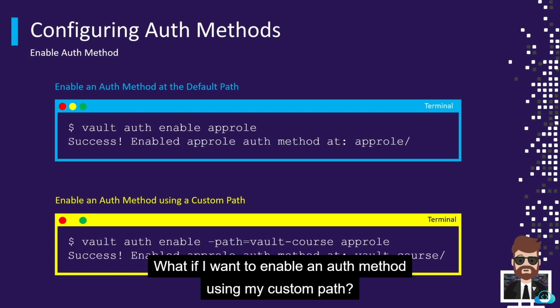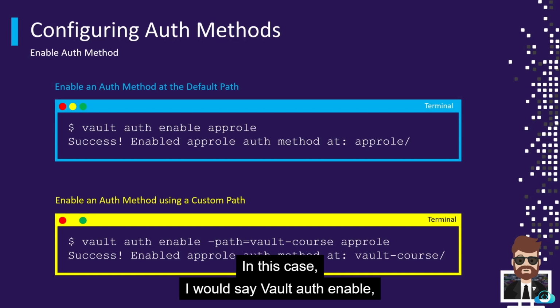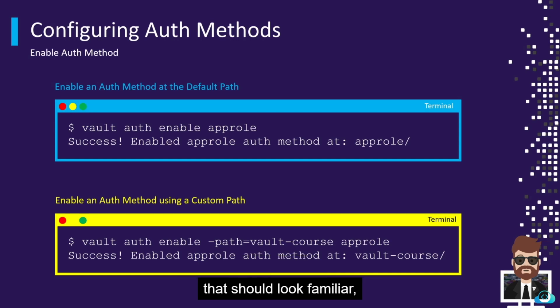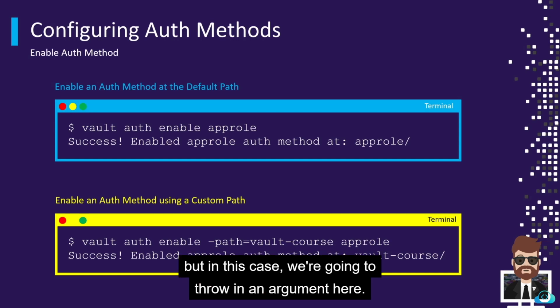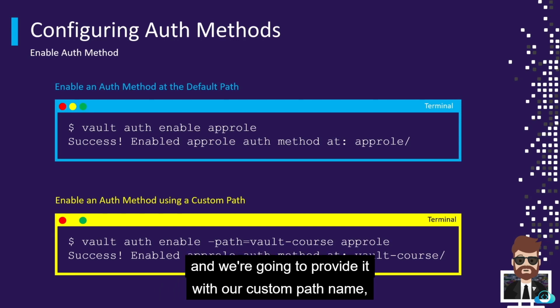What if I want to enable an auth method using my custom path? So in this case, I would say vault auth enable, right? That should look familiar. But in this case, we're going to throw in an argument here. We're going to say path equals, and we're going to provide it with our custom path name.